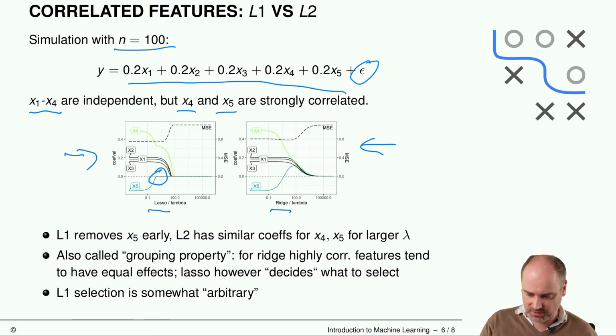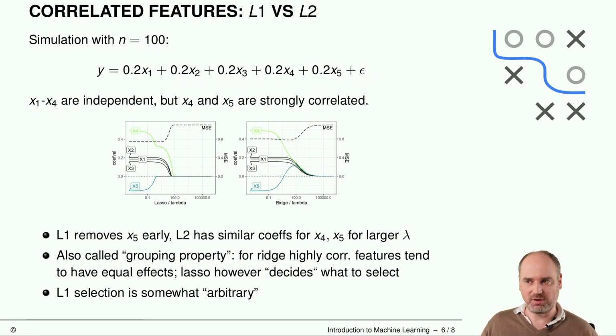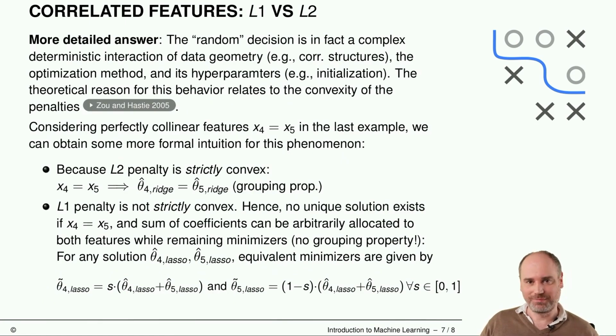Also, if you just look at this, the effects of both features are pretty much the same here, right? There is no objective preference for either x4 or x5. It's pretty much random what is selected here by the Lasso, but one of the two will be selected because of the high correlation between the two features. So I guess we could discuss this a little bit more in detail.